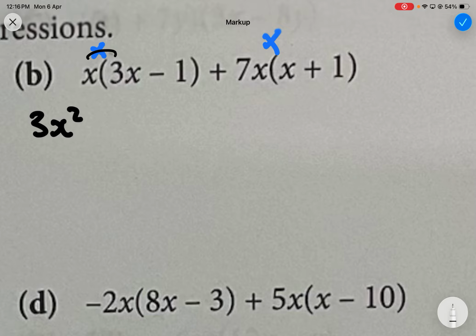Then my x needs to multiply -1 also. So I have a minus x. After that, I need to add the multiplication of this bracket with 7x. 7x times x, 7x squared. So I have to add them. 7x times 1, 7x. So I have to add a 7x.